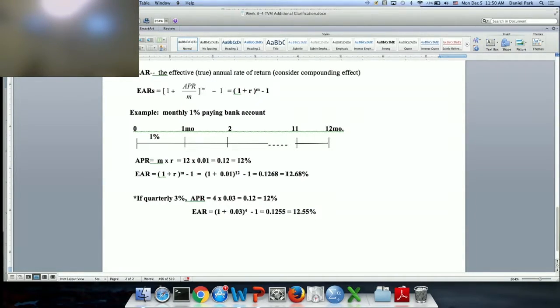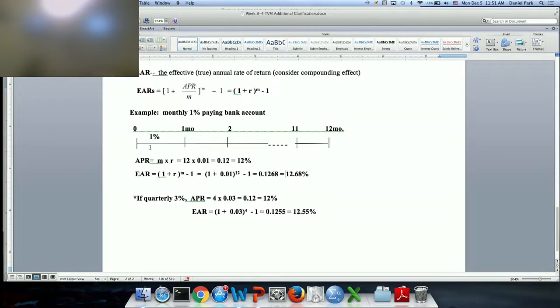What if your money is not growing monthly, but quarterly at 3%? Quarterly 3% means APR is 12%, so the legal document will say it's the same deal, 12% deal. However, for EAR, 1 plus 3% quarterly, and how many quarters in a year? 4 quarters. Then you will have 12.55%. It's a difference. Okay?